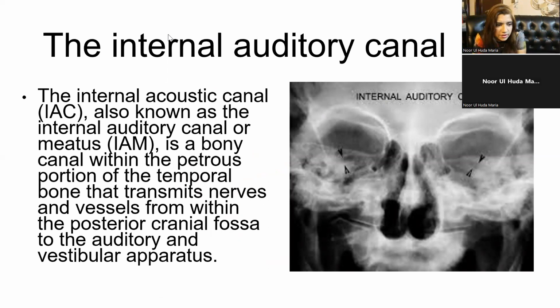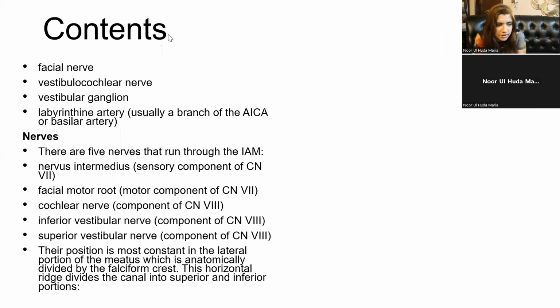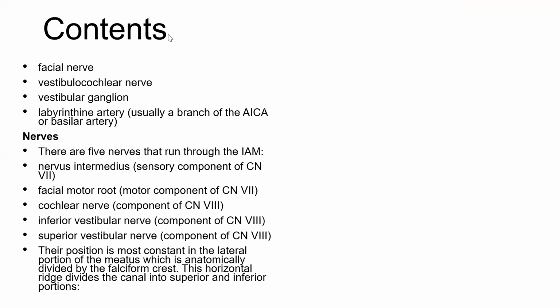The internal acoustic canal, also known as the internal auditory canal or meatus, is a bony canal within the petrous portion of the temporal bone that transmits the nerves and vessels from within the posterior cranial fossa to the auditory and vestibular apparatus. The contents of this canal are the facial nerve, the vestibulocochlear nerve, the vestibular ganglion, and the labyrinthine artery, usually a branch of the ICA. This is the anterior inferior cerebellar artery or basilar artery.